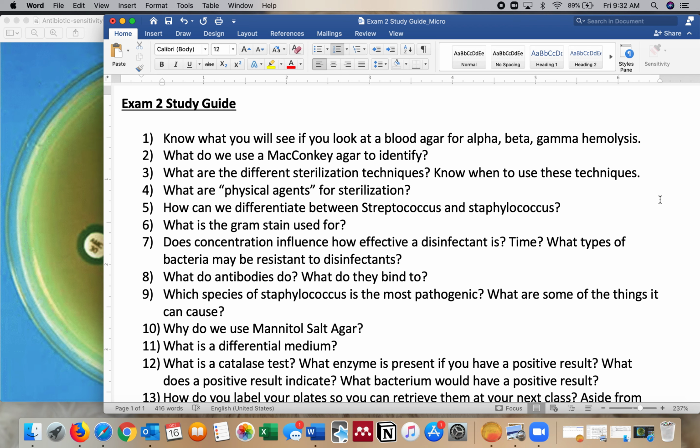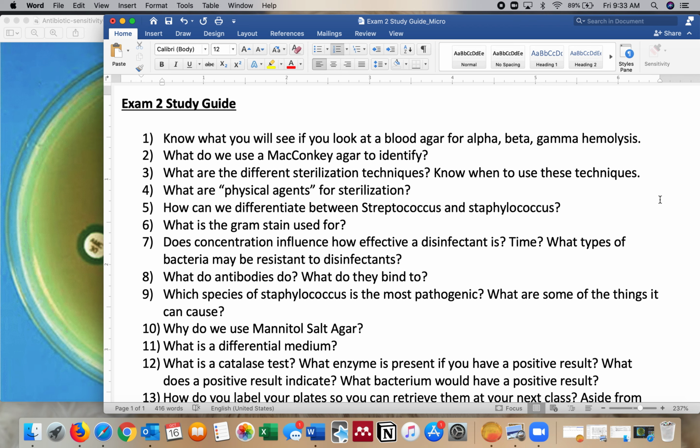What are the different sterilization techniques, and know when to use these techniques. We've been talking about this all semester, because we've been trying to get you guys to understand the difference between sterilization and other forms of aseptic techniques. For example, sterilization, remember that this isn't something that you want to do on human skin cells. You don't want to sterilize a patient's hands because that would actually destroy their skin cells.